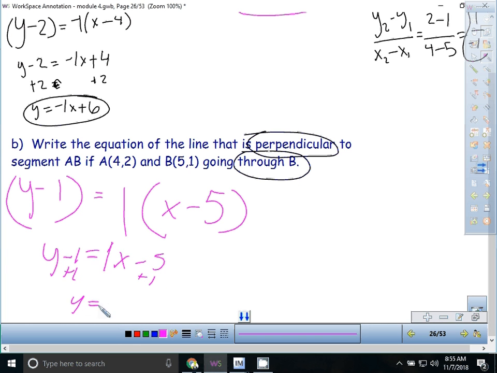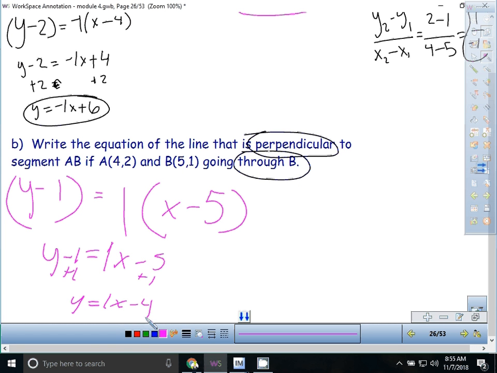All right, and then we'll go through and we'll get y by itself, so we add 1 to the other side. So what do you get? 1x, and then minus 4. There you go. What did you get? Does anybody have a question? Oh, you added the 1 to the 5. I get A and B.